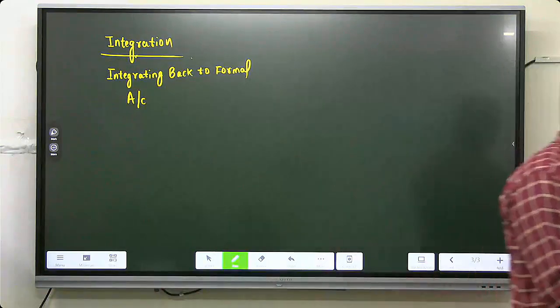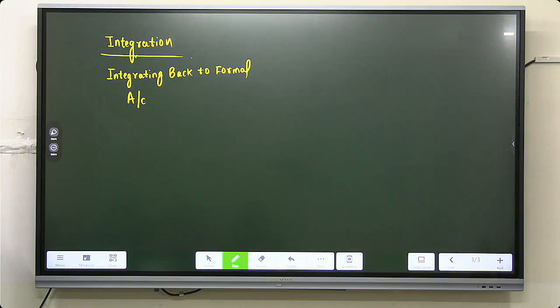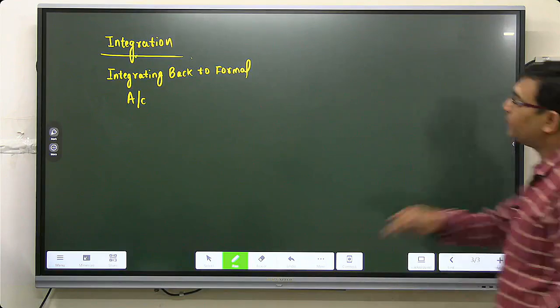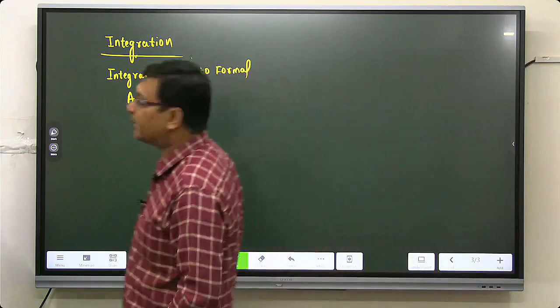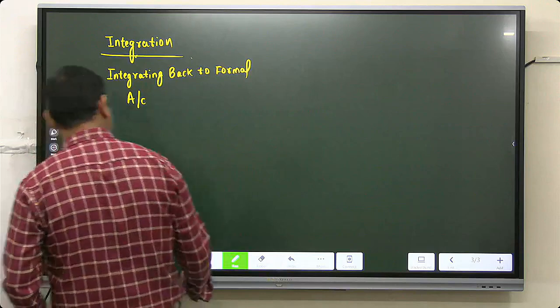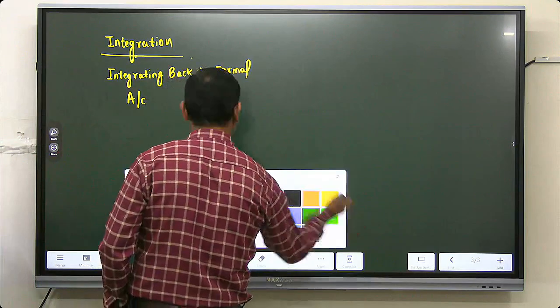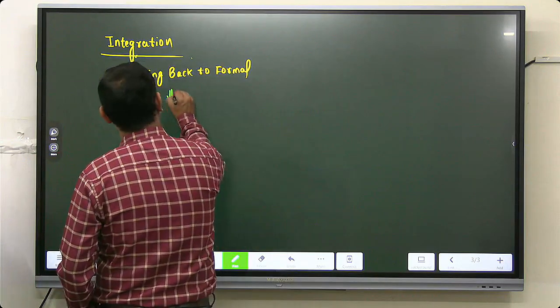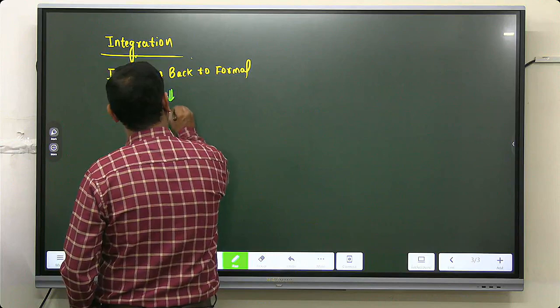What is the aim here? Integrating back to the formal account is the aim. Now, how do you integrate? That is the question. First, this is called the integration technique.